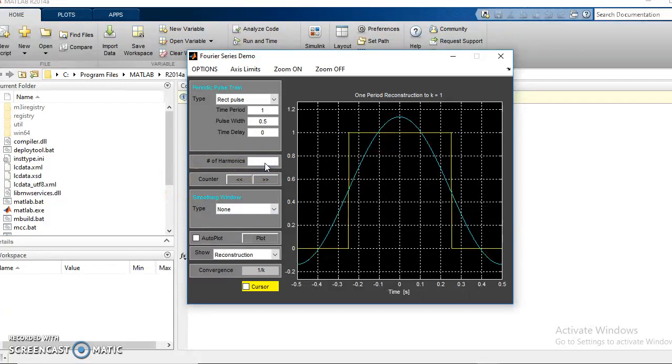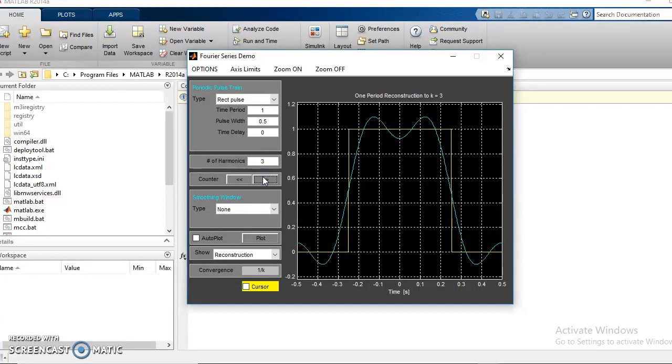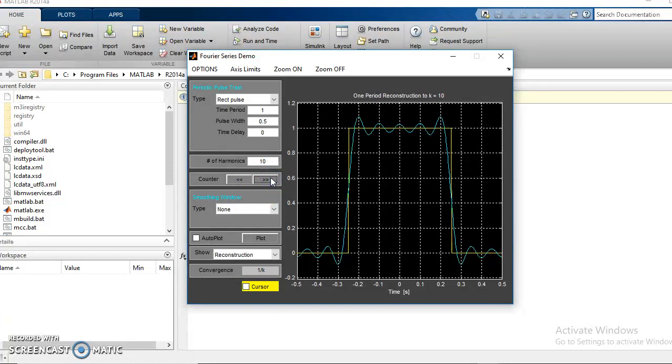Supposing now I go and make it 3 harmonics, what you see is you get a better approximation. Now instead of 3 harmonics, supposing I want to make it 6 harmonics, the approximation still becomes better. And now supposing I want to make it something like 10 harmonics, the approximation becomes better and better. Now if I put something like 18 harmonics, the approximation is very good. Now supposing I make it 42, the approximation is very good.